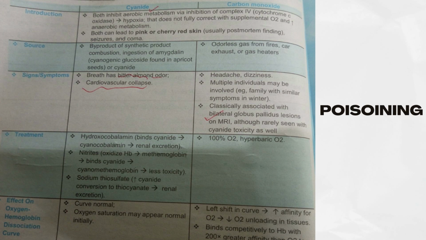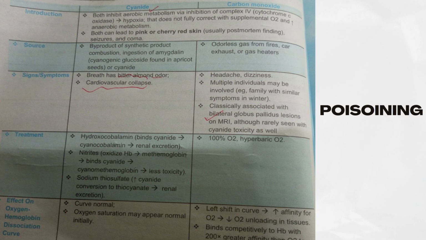The treatment of carbon monoxide is simple, that is hyperbaric oxygen or 100% oxygen, whereas the treatment of cyanide poisoning is hydroxycobalamin, which binds cyanide and forms cyanocobalamin that is released in the renal system. Nitrites oxidize hemoglobin into methemoglobin, which binds cyanide and forms cyanomethemoglobin, which is less toxic. Sodium thiosulfate increases the conversion of cyanide to thiocyanate, which is also secreted renally. So hydroxycobalamin, nitrites, and sodium thiosulfate are the antidotes for cyanide poisoning.